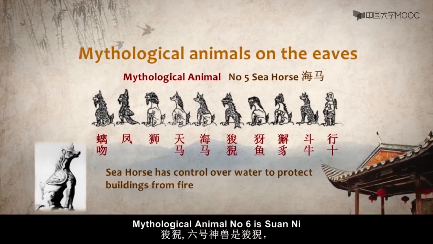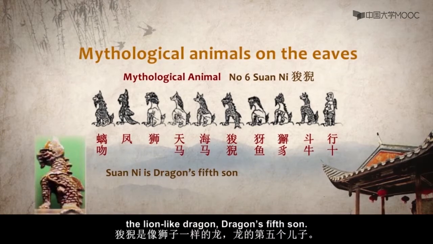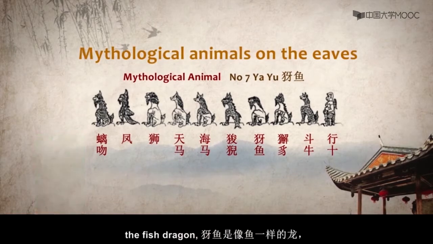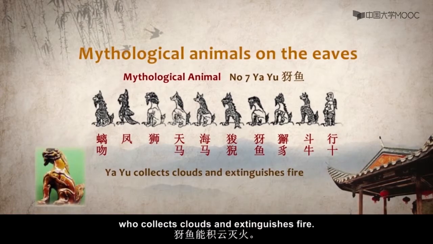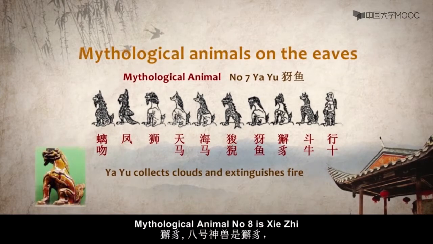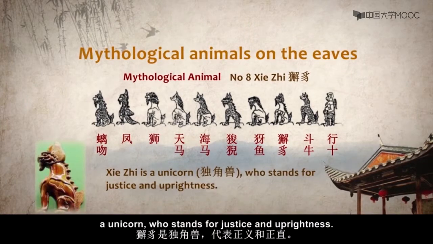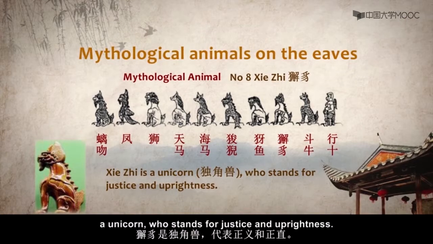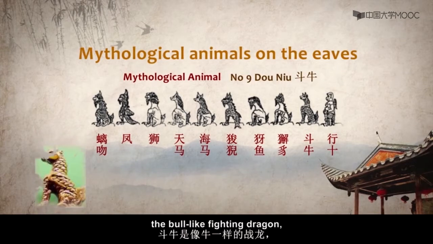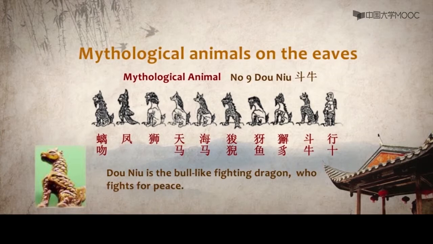Mythological animal number 6 is Suan Ni, the lion-like dragon's fifth son. Mythological animal number 7 is Ya Yu, the fish dragon, who collects clouds and extinguishes fire. Mythological animal number 8 is Xie Zhi, a unicorn who stands for justice and uprightness. Mythological animal number 9 is Dou Niu, the bull-like fighting dragon, who fights for peace.